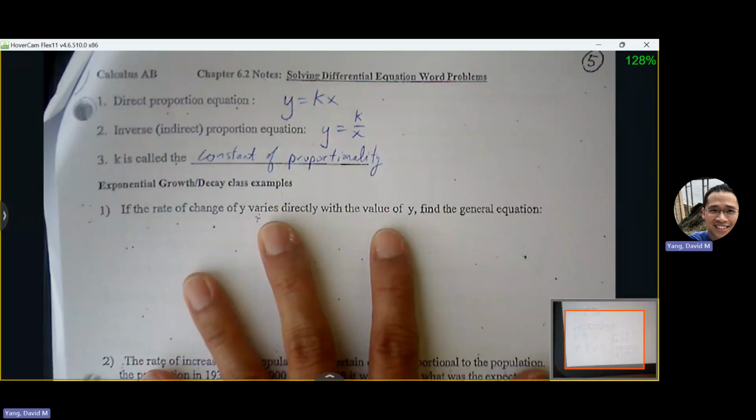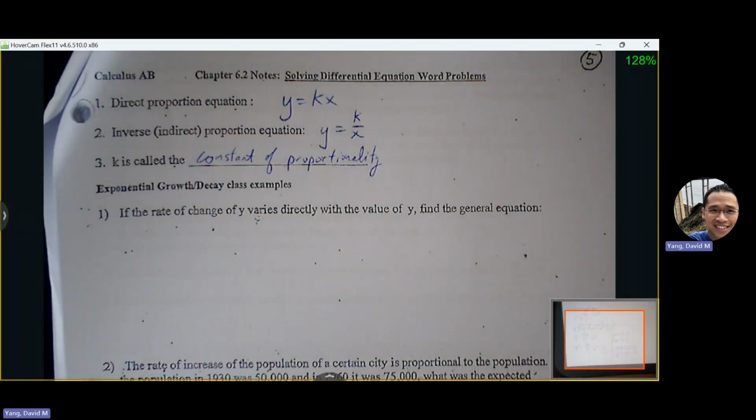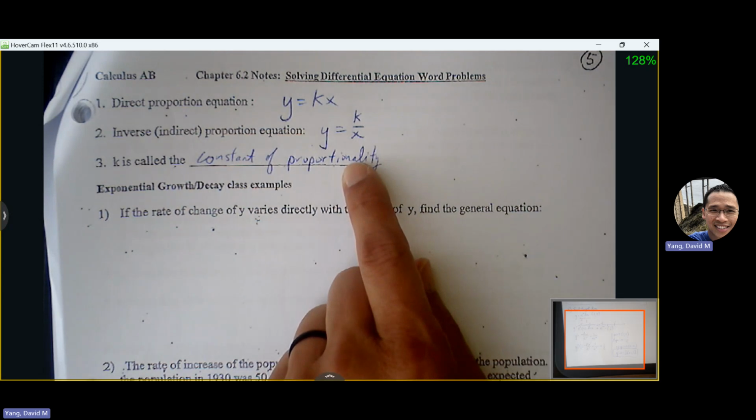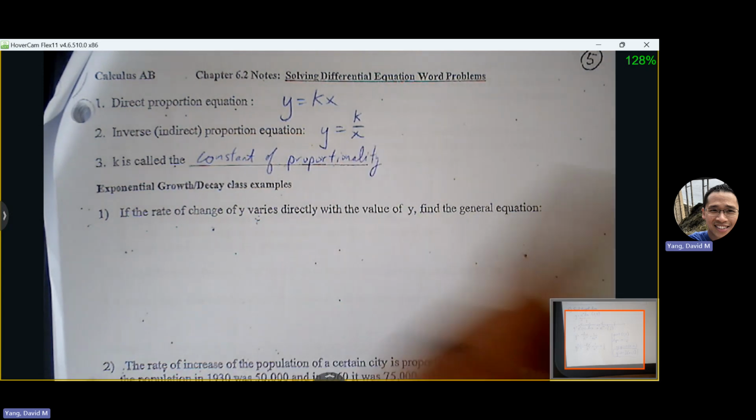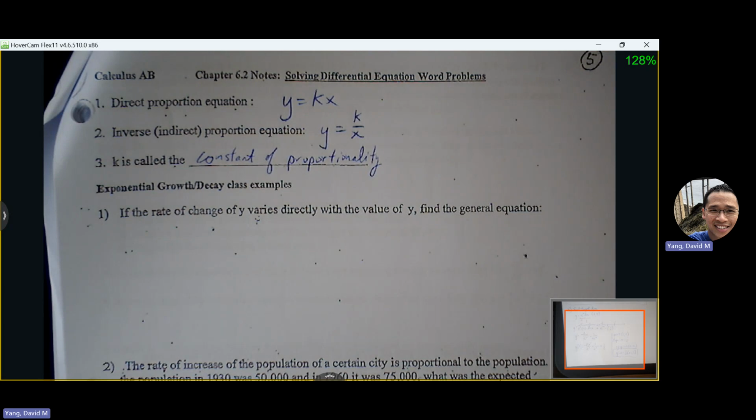All right. So, if you can copy this down here, if I have a direct proportion equation, that is going to be in the form of y equals kx, where y and x are related directly. So if y is increasing, x is also increasing. But if I have an inverse proportion equation, then it's y equals k over x. So that means if y is increasing, x is decreasing, and they have an inverse relationship. That k is the constant of proportionality. It connects the relationship between x and y.